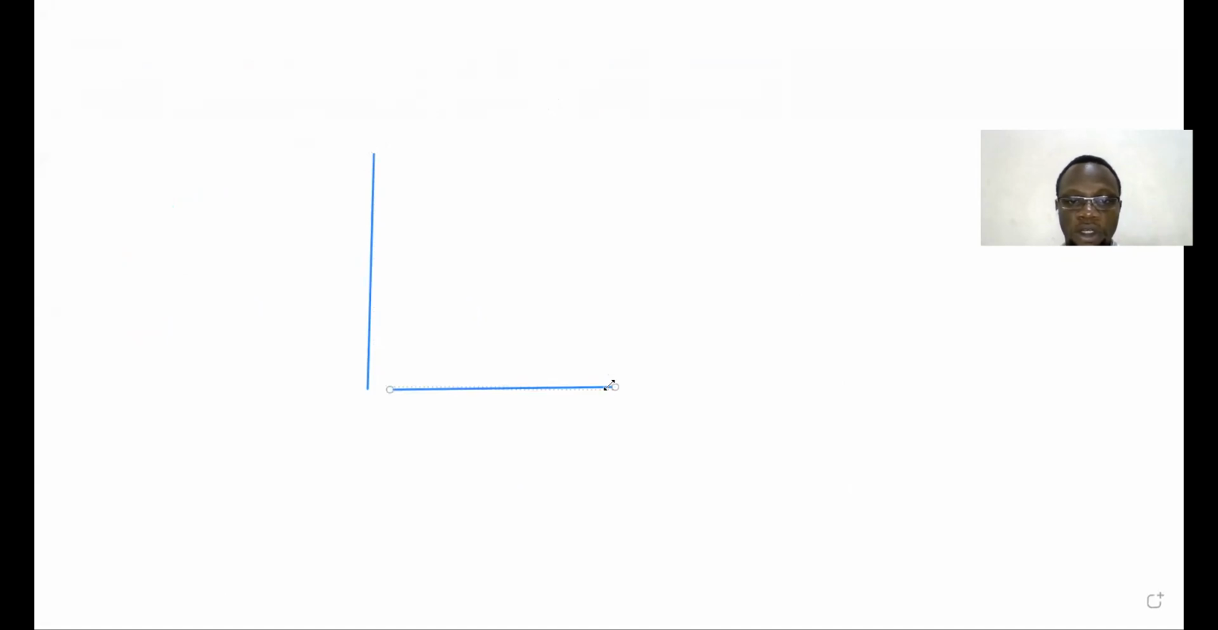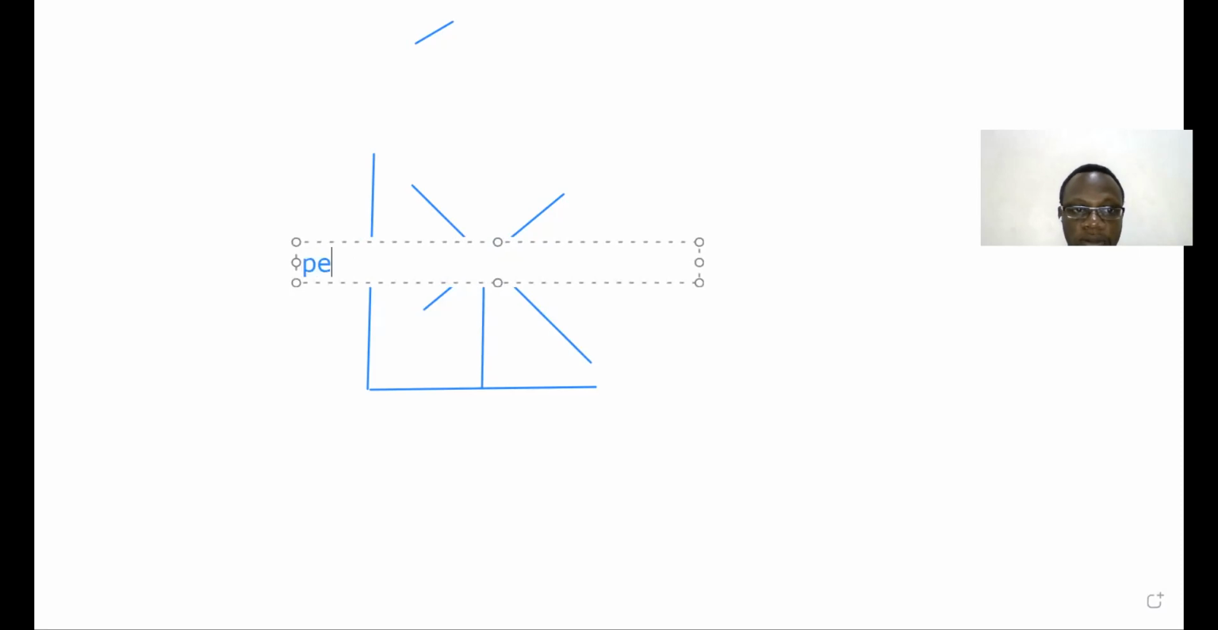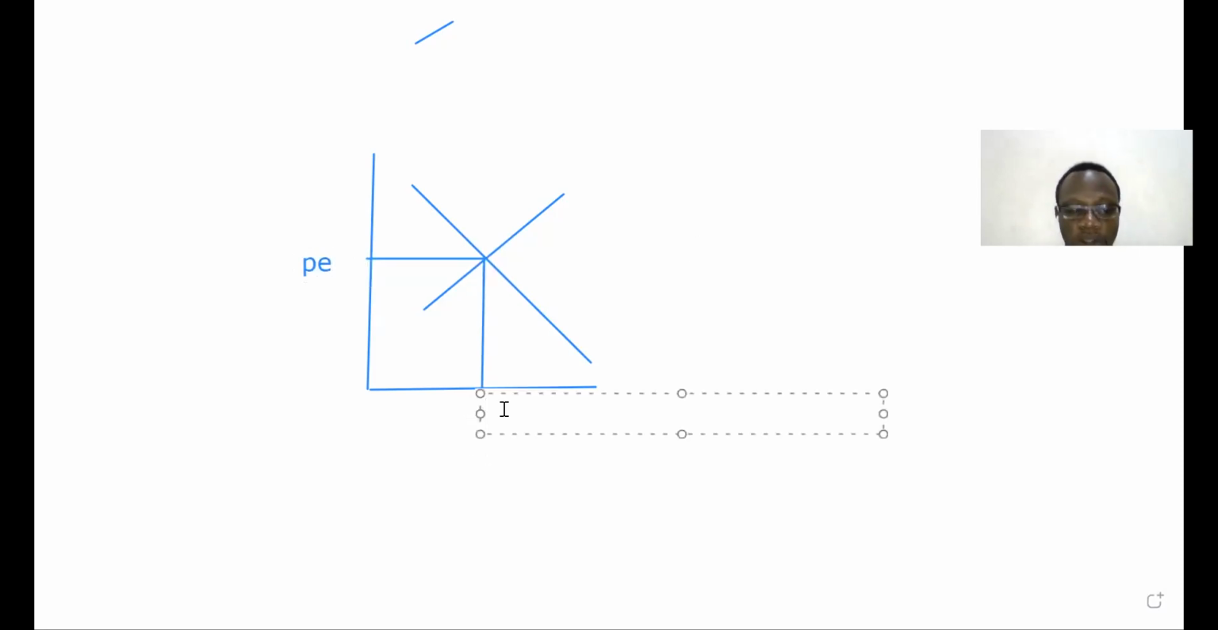So this is the axis. For the sake of time, let me just quickly draw the supply curve. By now you should know what a supply curve looks like. And let me draw a demand curve. This will give us the equilibrium price and the equilibrium quantity. So let's call the equilibrium price PE, and let's call the equilibrium quantity QE.